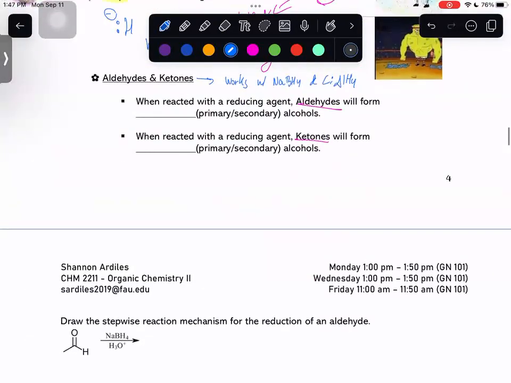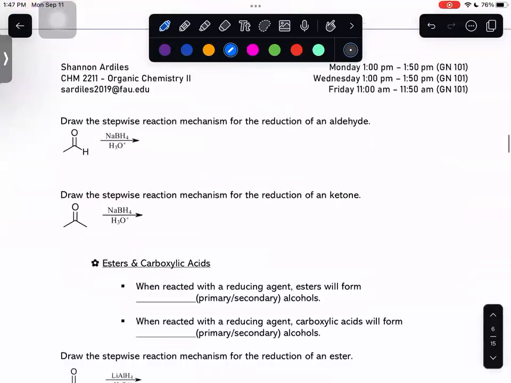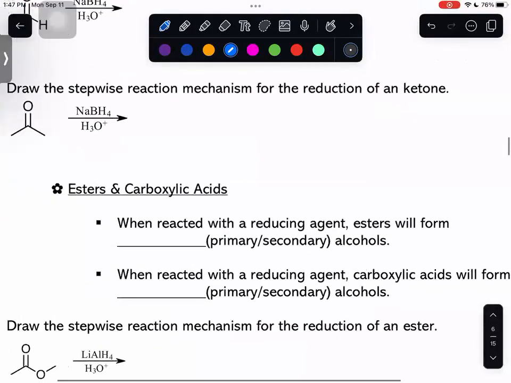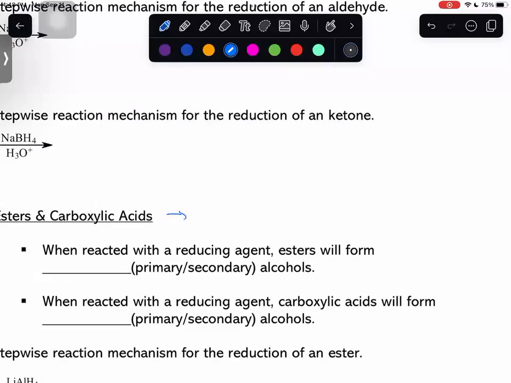Now, we're also going to do the same reaction, but starting with esters and carboxylic acids. How reactive are they? Not very reactive. They're not the best. We have some steric hindrance in there. Because they're not that reactive, they're going to need something stronger to make the reaction happen. It's only going to happen with the lithium reagent. Very important to notice that. It only works with the lithium reagent.